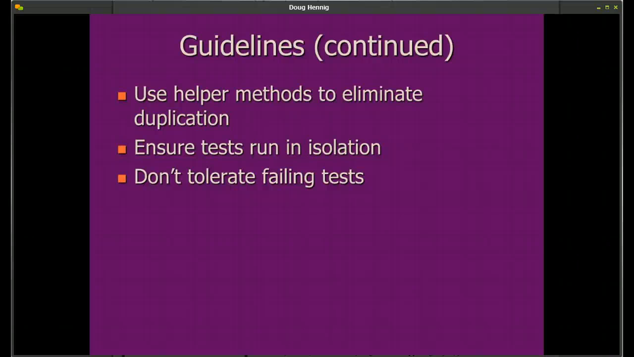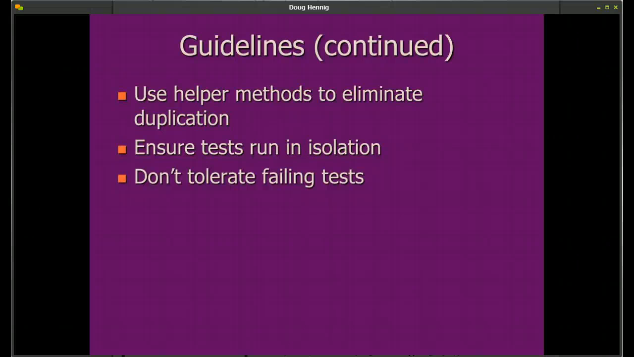So, use helper methods to eliminate duplication. For the most part, I just use setup and teardown. But if you've got other things that not all tests do, because setup and teardown are fired for every test, they should only do things that every test requires them to do. But if you have some common other things, like say 4 tests need to do something else, then create a helper method. Don't duplicate the code. Create a helper method and have those 4 tests call that helper method instead.